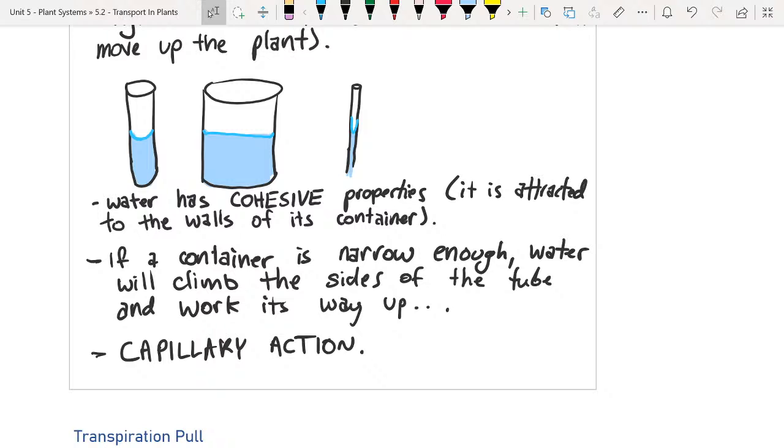Wow. Way, way, way higher than the water level of the beaker. Can you see that? Yeah. Substantially so. That's capillary action. And again, the narrower you make the tube, the more that happens.